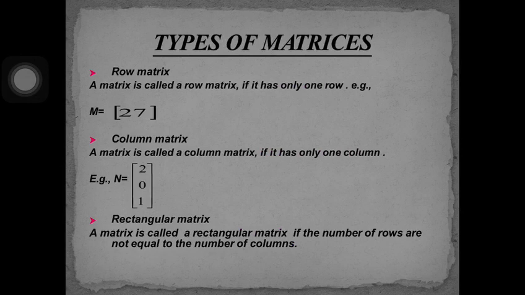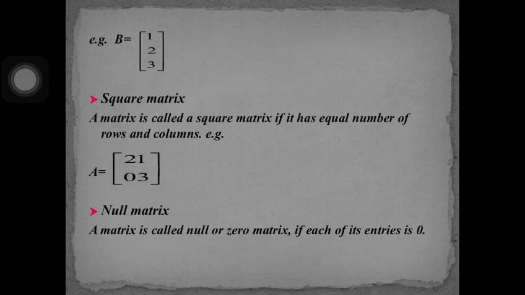Next one is the rectangular matrix. A matrix is called a rectangular matrix if the number of rows is not equal to the number of columns, so it is called the rectangular matrix. Example: B is equal to, one column and three rows are there. Rows and columns are not equal, so it is called the rectangular matrix.